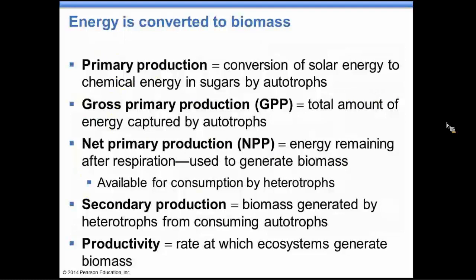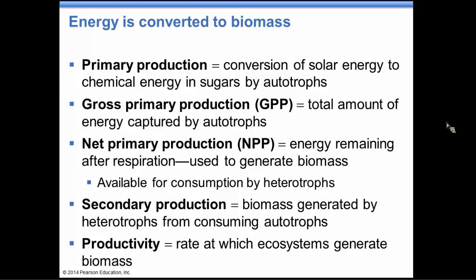Energy is converted to biomass, so as autotrophs such as green plants and phytoplankton convert solar energy to the energy of chemical bonds and sugars through photosynthesis, they perform primary production. Specifically, the total amount of chemical energy produced by autotrophs is termed gross primary production. The energy that remains after respiration, that is used to generate biomass, ecologists call net primary production.